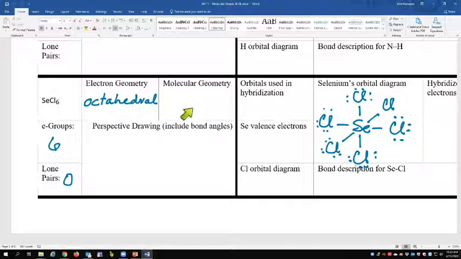Okay. So for molecular geometry, we have the octahedral geometry for the electrons. If the lone pairs are 0, it's the same. If the lone pairs are not 0, then we have to imagine invisible lone pairs and describe what's left. But this is also going to be octahedral.